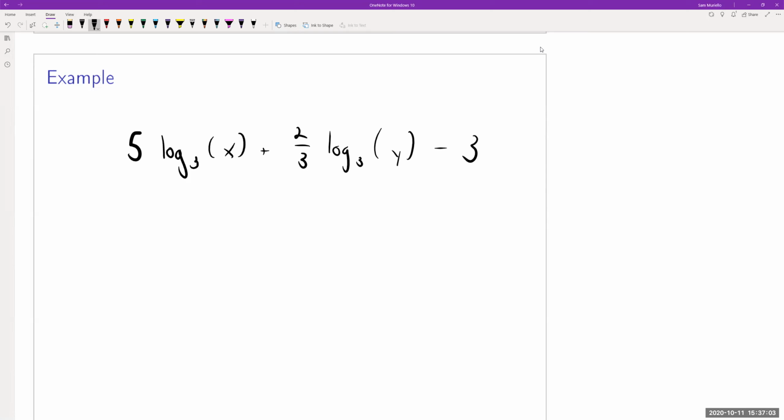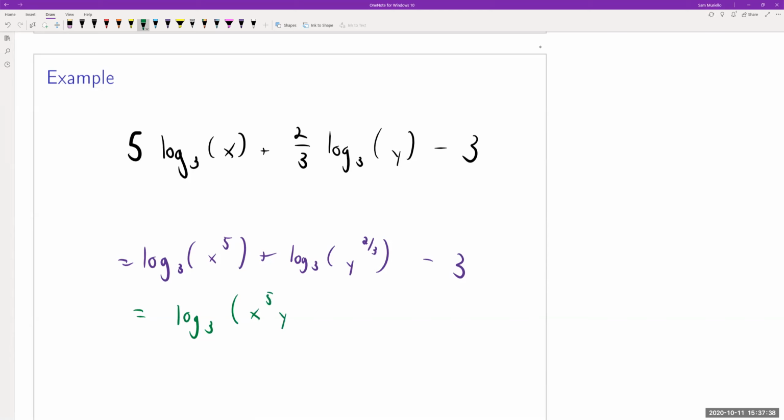So the first thing that we see that we can do is we can bring in this multiplication into exponents. So this can become log base 3 of x to the 5th plus log base 3 of y to the 2/3. We're going to leave this 3 off to the side for last. And we will first combine these. Since they are added, we can combine it into multiplication: x to the 5th, y to the 2/3.